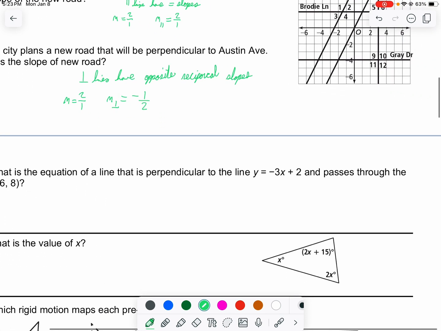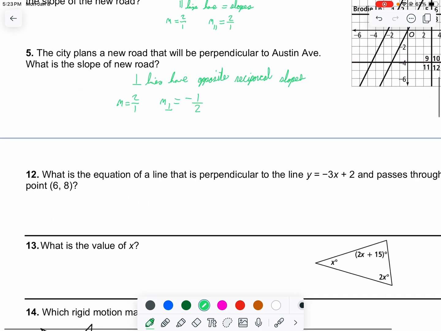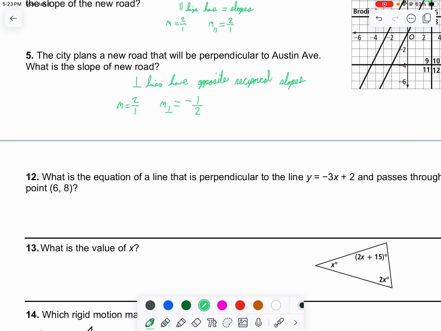All right. So what about the equation of a line that's perpendicular to the line y equals negative 3x plus 2 and passes through the point 6, 8? So the first thing we need to do is know that it's perpendicular. So the slope of our original line is negative 3, or negative 3 over 1. So the slope of our perpendicular line is going to be 1/3. Again, flipped fraction and that opposite. So one was negative, the new one's positive.